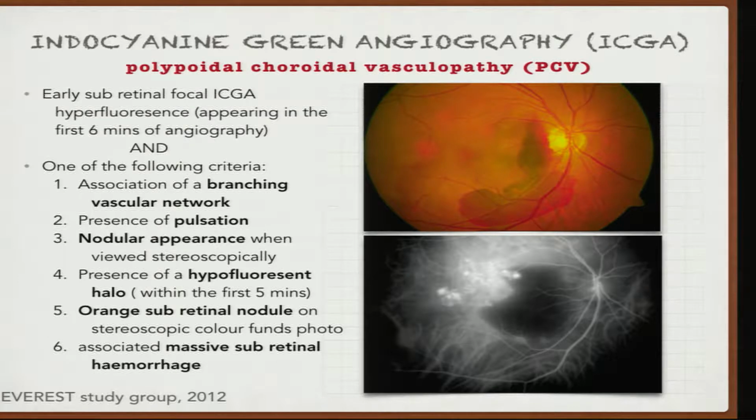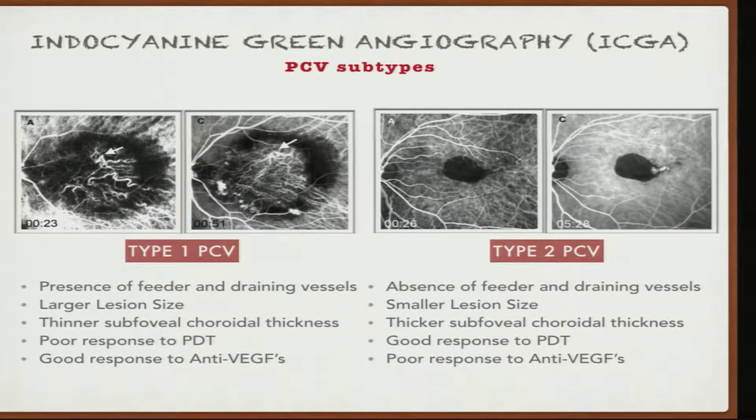Indocyanine green is the mainstay to detect polyps. And with the Asian prevalence of about 40 to 50% of PCV, I think it is mandatory in our group that we do an ICG for all suspected AMD patients. Of course, the EVEREST group, which we are also a part of, has a characteristic guideline to diagnose PCV with ICGA. ICG can also differentiate between the types of PCV, type 1 and type 2, which can also help us plan our management.